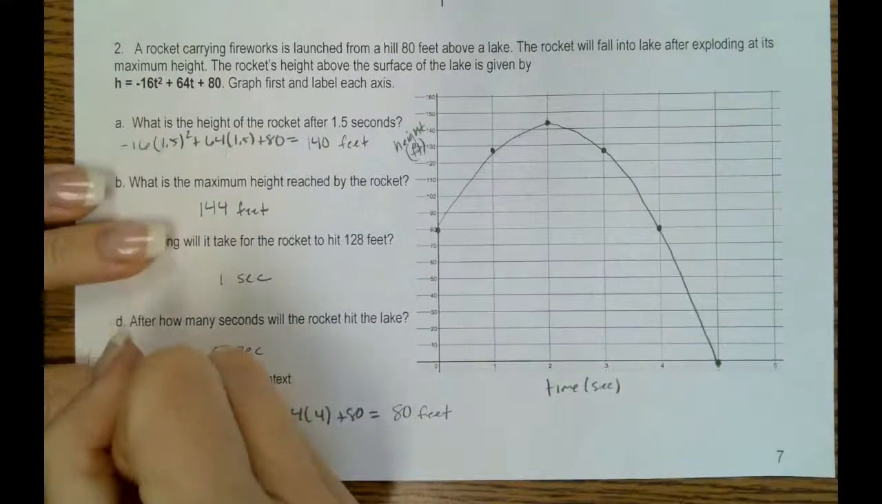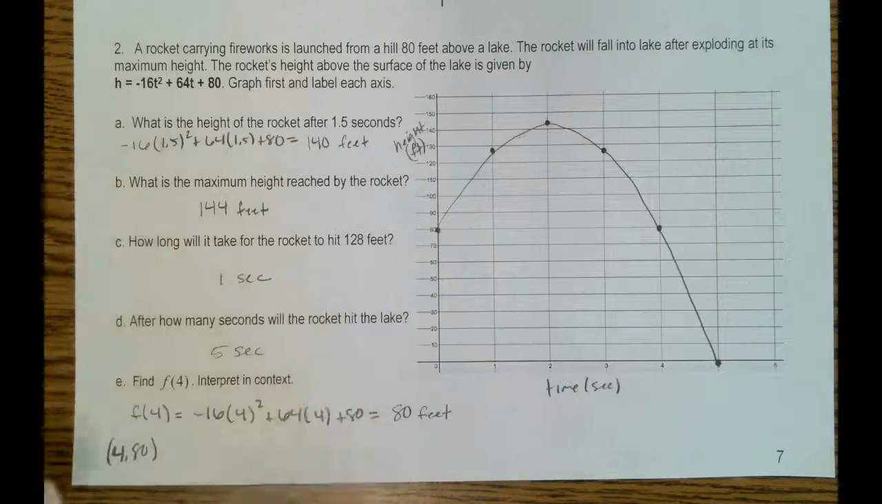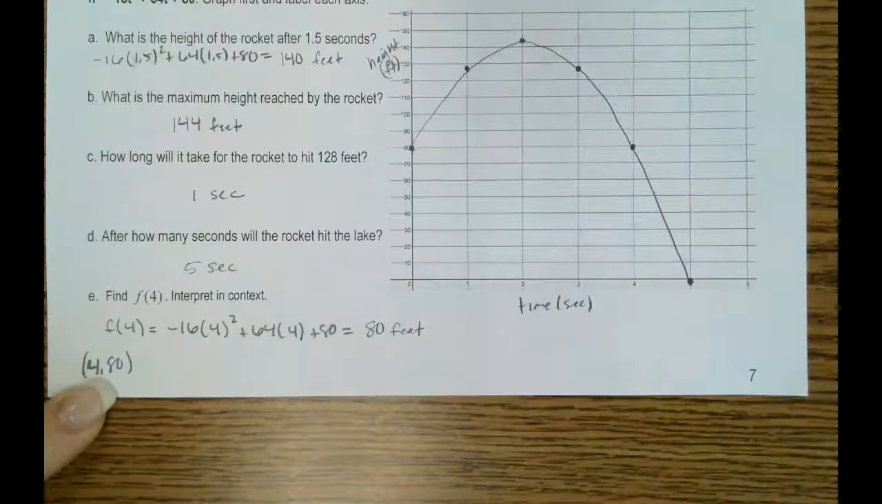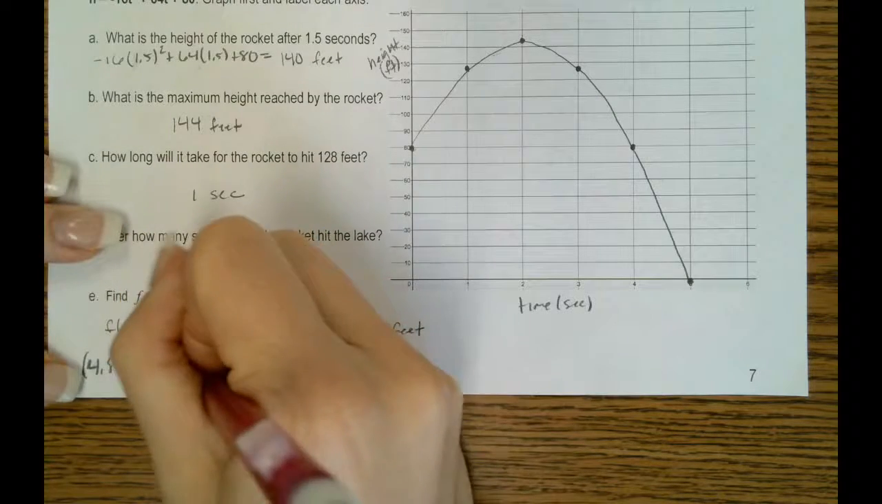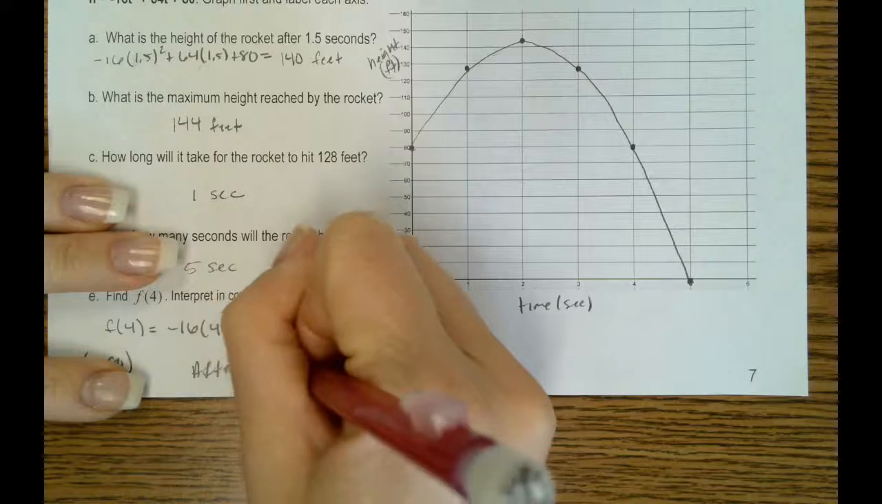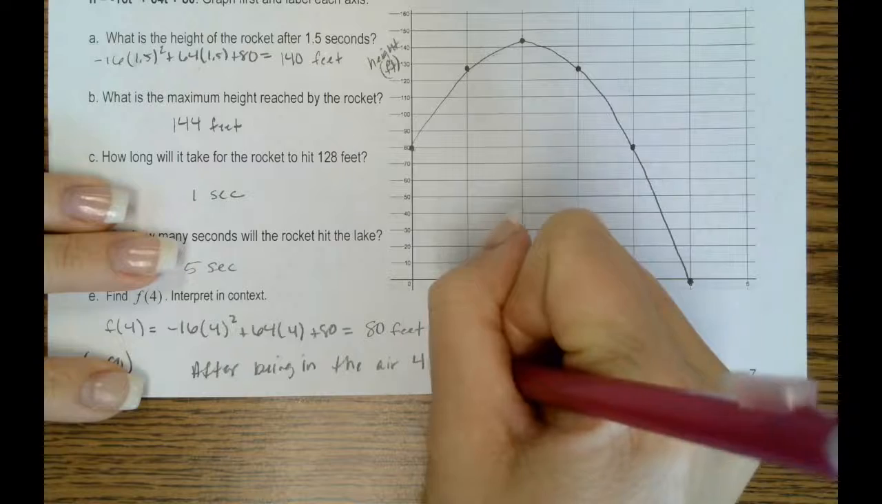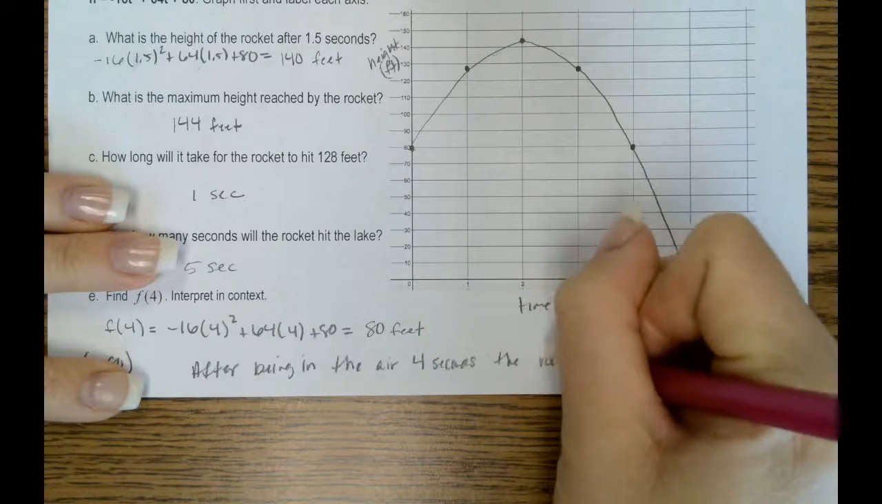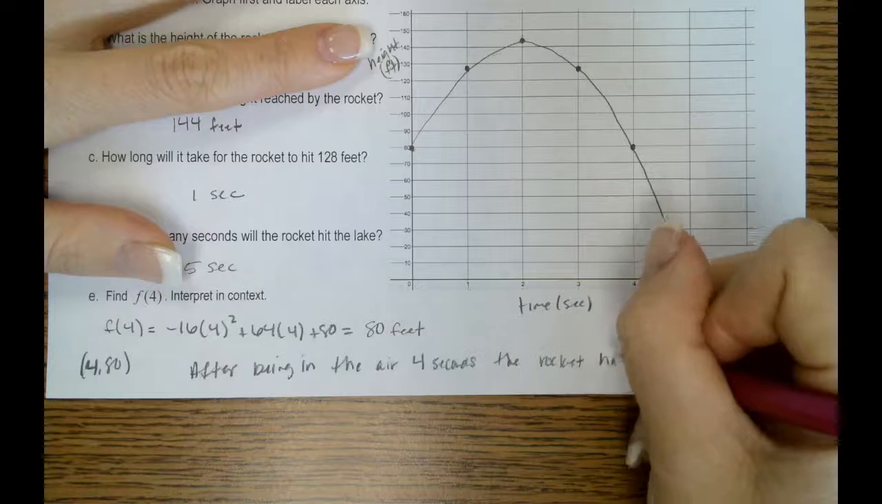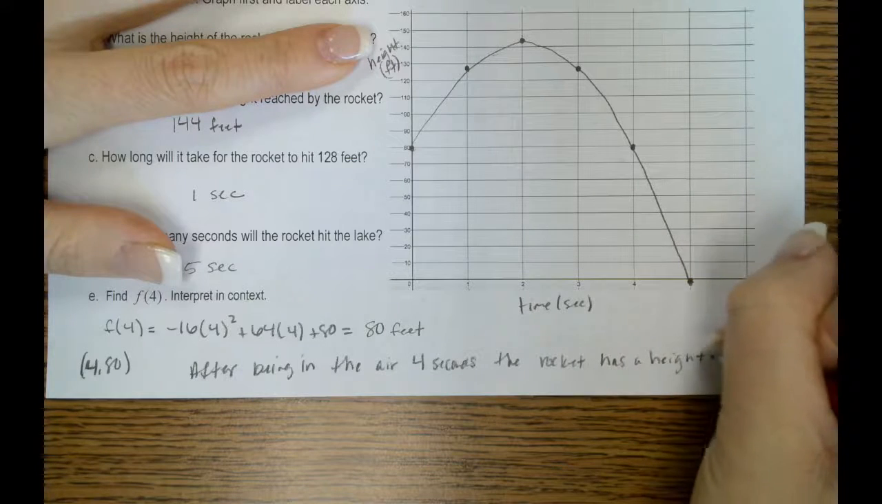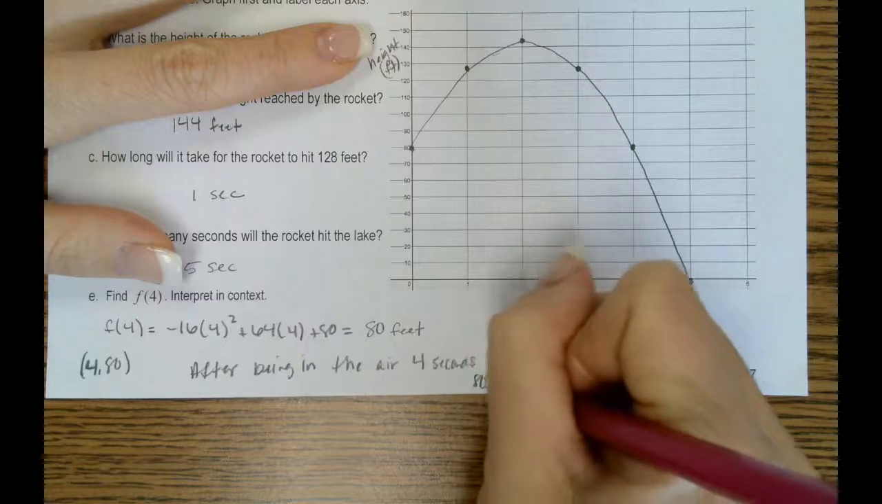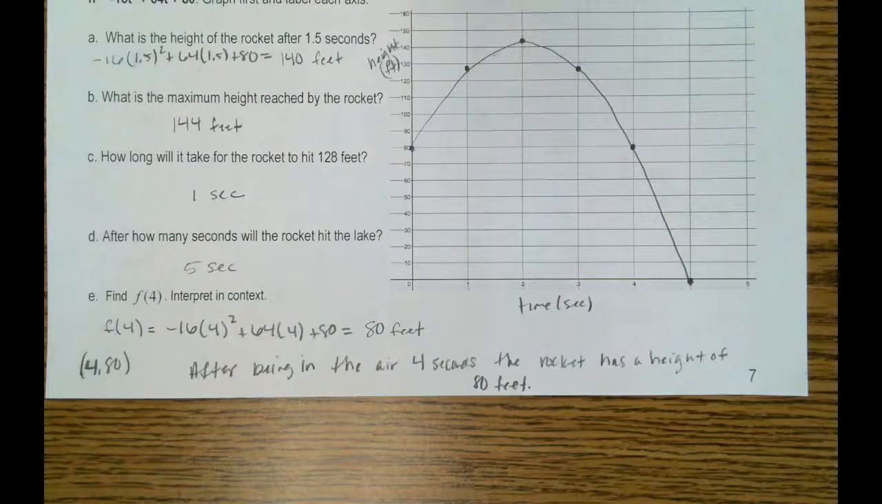So what does the point (4, 80) mean in context? This means that when the rocket has been in the air for 4 seconds, its height is 80 feet. After being in the air 4 seconds, the rocket has a height of 80 feet.